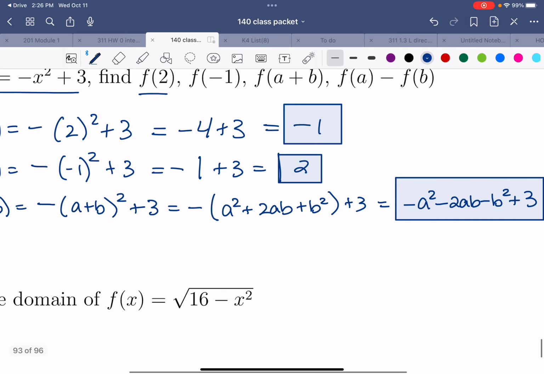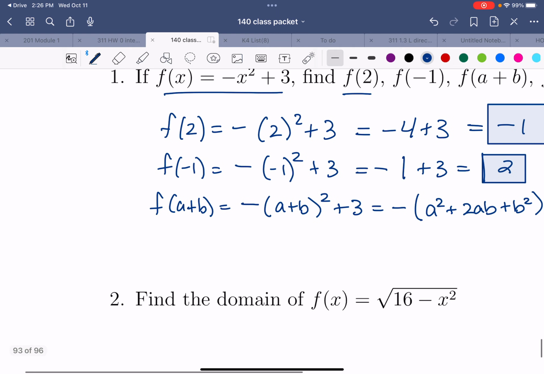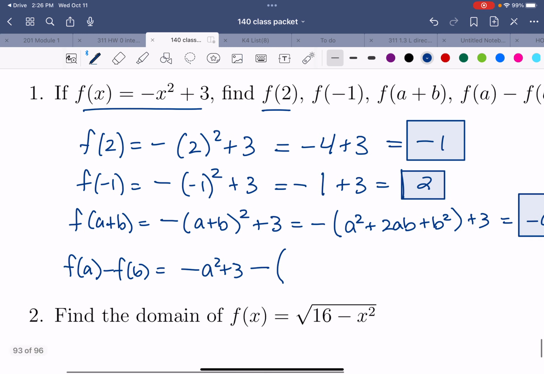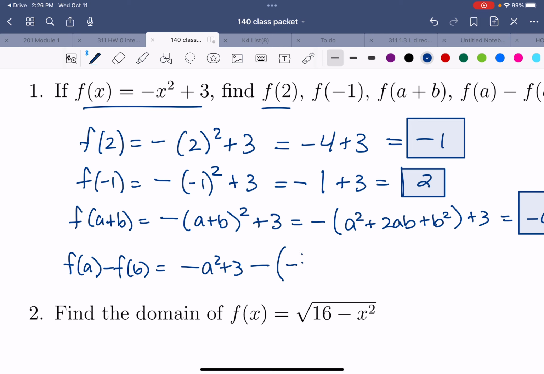Okay. And then f of a minus f of b is going to look like this. So f of a minus f of b. So f of a means we replace the x with an a. So negative a squared plus 3. And then we're going to subtract, use parentheses because more than one thing is coming next, f of b. So taking your x and replacing it with a b this time.